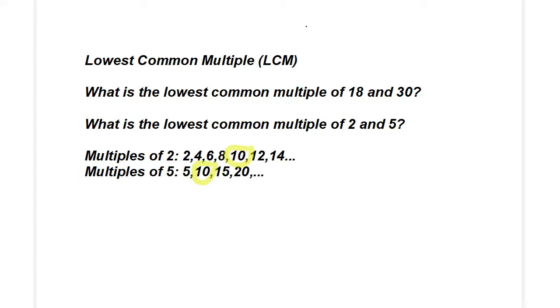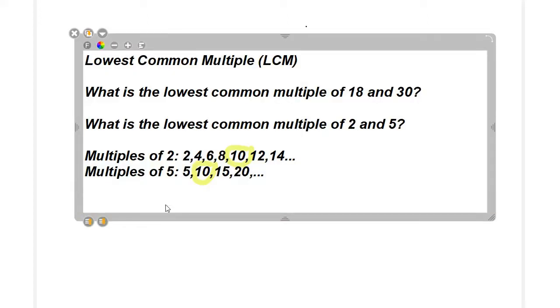And okay, so this will be the answer. The answer will be the lowest common multiple, or you can just say LCM of 2 and 5. It depends on your teacher, so you can either write the short form or spell out the whole thing, lowest common multiple. So the lowest common multiple of 2 and 5 is 10. Okay, this is a simple example to show you what is lowest common multiple.